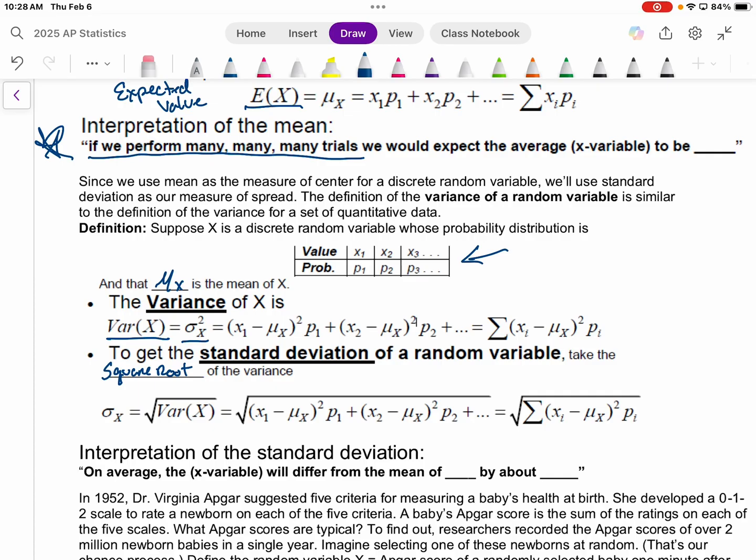sigma squared sub X. We can go about taking each of the X values, subtract the mean from it, square it, multiply it by the probability of that one, then add the second X value minus the mean squared times its probability, and so on. And then eventually we get what our variance is. Okay? To get the standard deviation of a random variable, all we do is take the square root of what we just did for the variance. The standard deviation is always the square root of the variance. The variance is always the square of the standard deviation.